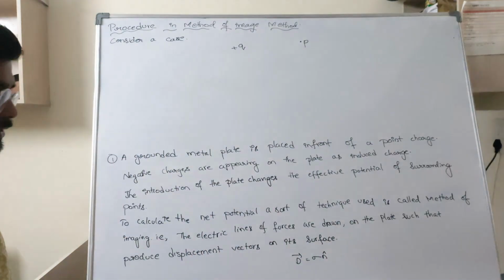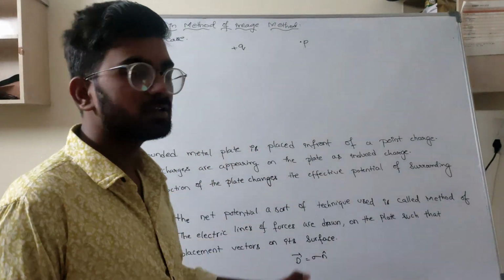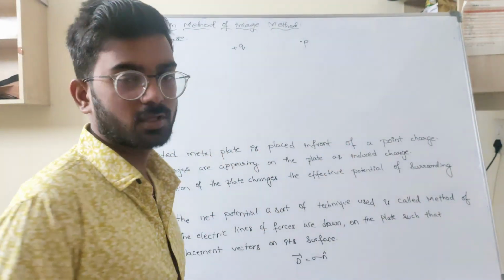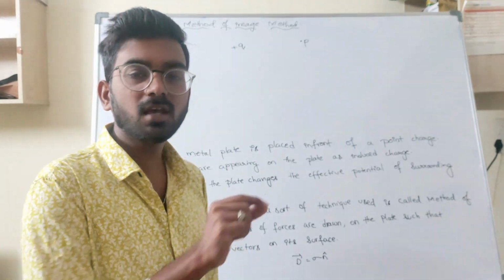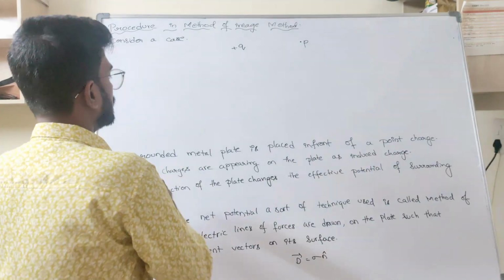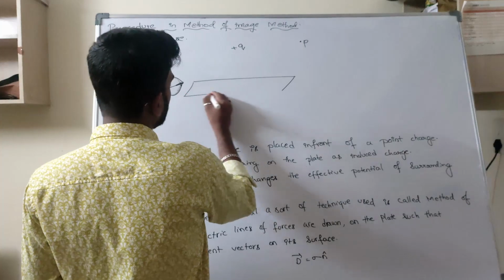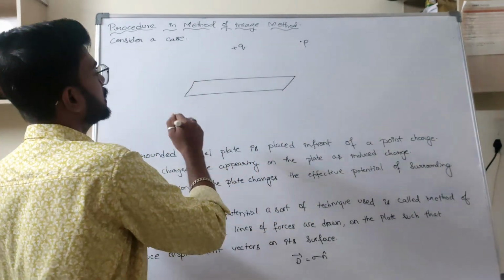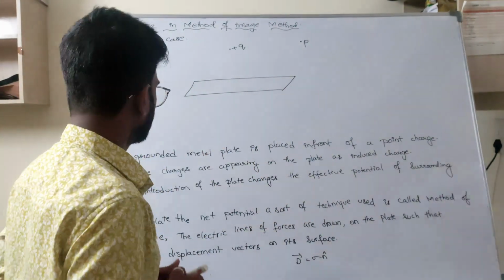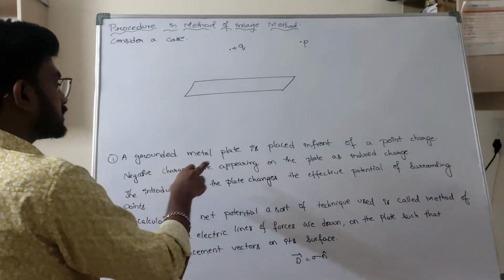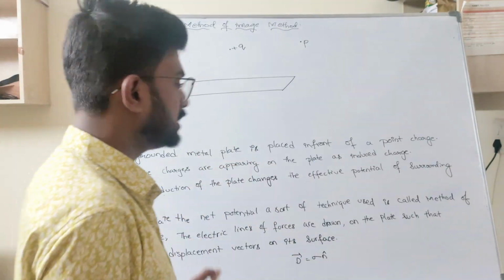So what we will do in the first step, a grounded metal plate is placed in front of the point charge. Initially you have to place a grounded metal plate. So I took a grounded metal plate and placed it in front of the point charge. Later, negative charges appear on the plate as induced charge.